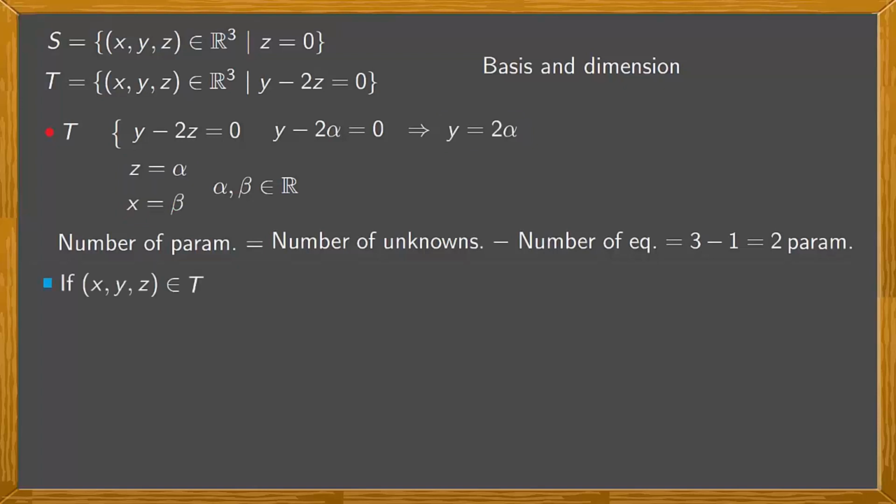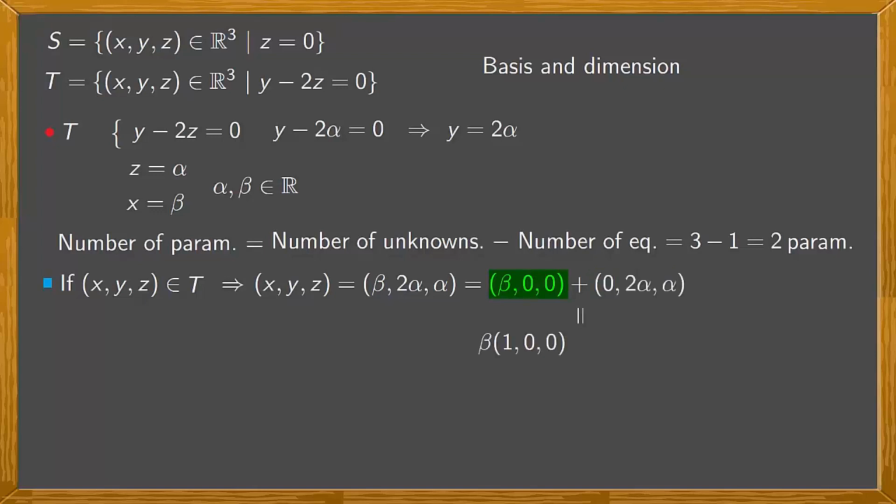If x, y, z is a vector of T, its components are solutions of the system, so they satisfy this. In parametric form, x, y, z becomes beta, 2 alpha, alpha. Then we separate this into a sum of vectors, so there's just one parameter in each. And so we have beta, 0, 0 plus 0, 2 alpha, alpha. Taking beta and alpha out, this becomes beta times 1, 0, 0 plus alpha times 0, 2, 1.